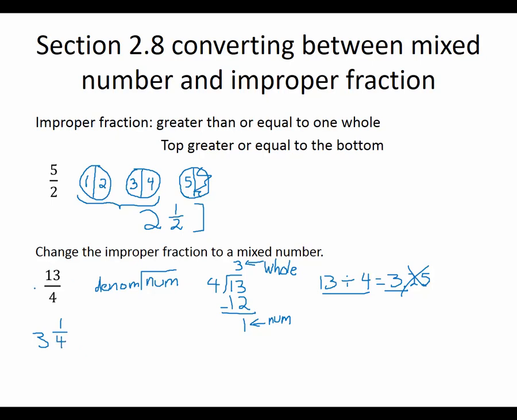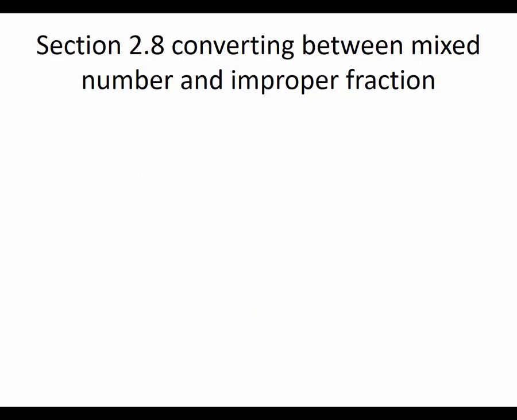Think about it this way. If you have 13 quarters in your pocket, like actual coins, you could call it $3 and 1 quarter left over. The quarters are never going to magically turn into dimes or nickels. The denominator will always stay the same. Let's take a look at it going the other direction now.